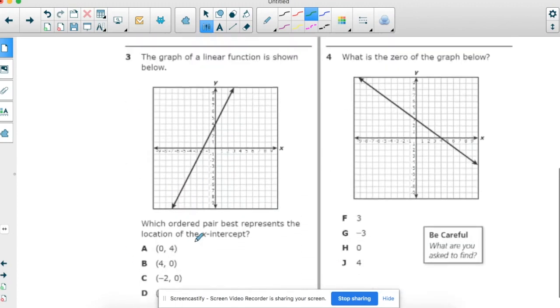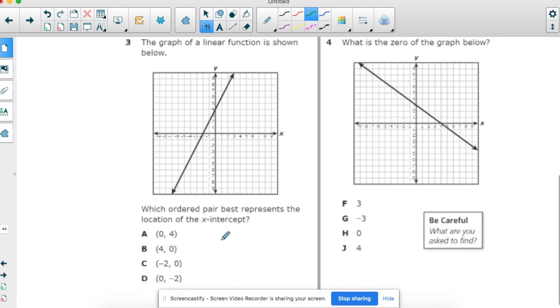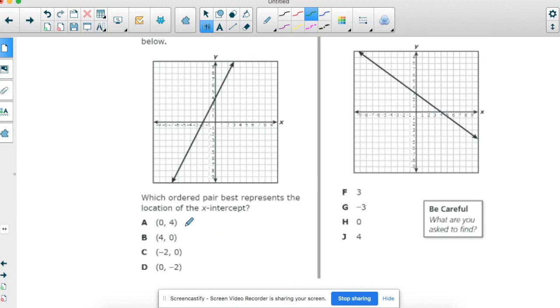Number 2, we're going to skip 2 and go to number 3. The graph of the linear function is shown below. Which ordered pair best represents the location of the x-intercept? So it crosses the x-axis. That's the x-intercept right here. So it crosses it at the -2. So when you look at the coordinate point, it is x is -2 and y is 0. So the best answer here is letter C.